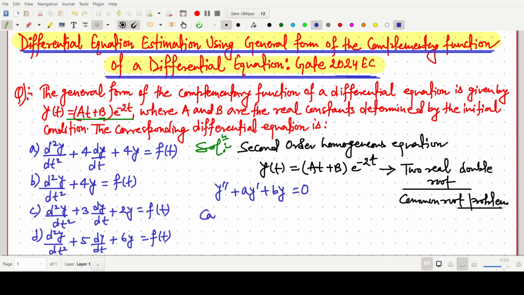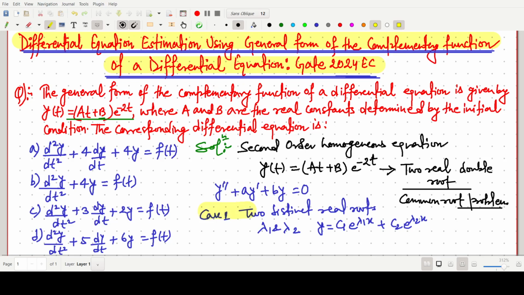So in this case, if we consider case 1, if there are two distinct real roots, say lambda 1 and lambda 2, the solution will be y equals c1 e^(lambda 1 x) plus c2 e^(lambda 2 x). So this one is our important result when the two roots are distinct, meaning two different roots lambda 1 and lambda 2. But here in the question this is the common root problem.